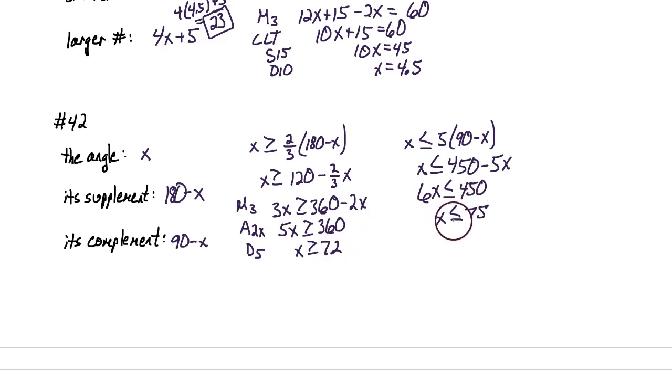Let's put the two statements together to see what it describes as the answer for x. We want numbers greater than or equal to 72, and they're less than or equal to 75. So 72 degrees is a possible answer for x, 73 degrees, 74 degrees, and 75 degrees.